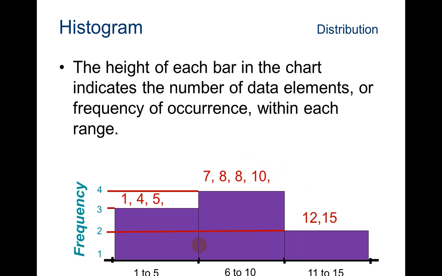Note that you can always determine the number of data points in a data set from the histogram by adding the frequencies from all of the data ranges. If I needed to find the mean of all of these, I know that I have 3 plus 4 plus 2. I have 9 data points.